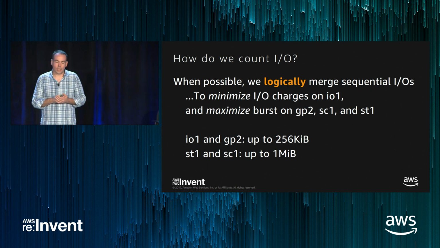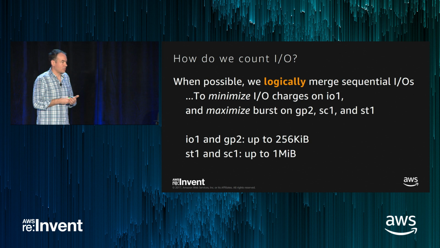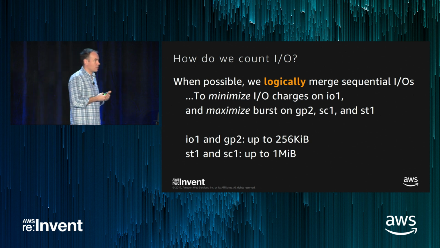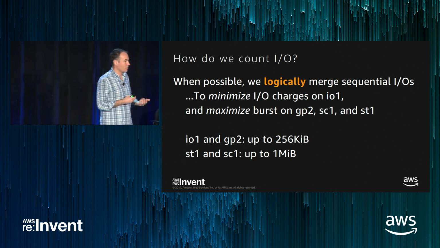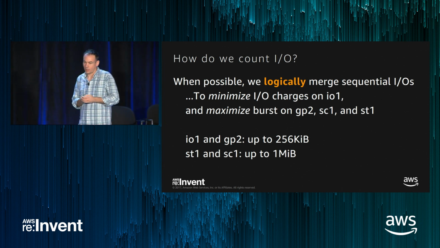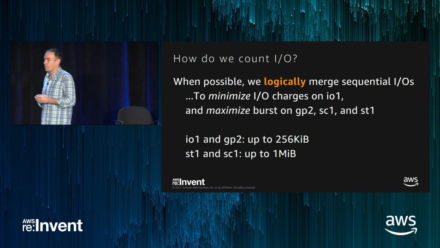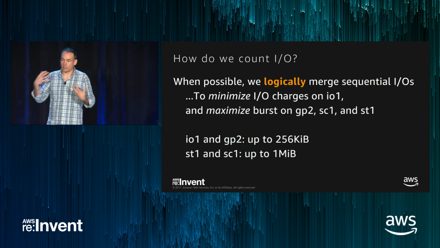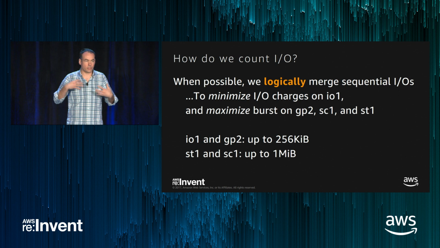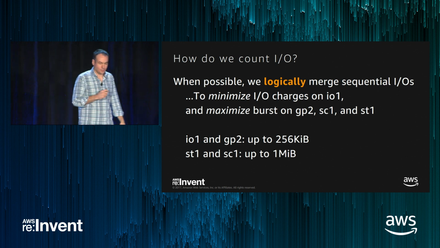If you're doing random I/O to one of our SSD-backed products, the I/O size is based on 16 kilobytes. That means if you submit a 4K IO, we're still going to logically count it as a 16K IO for accounting purposes. The hard drive-backed volumes are designed for throughput, so to encourage larger writes, we account on a 1 megabyte size.